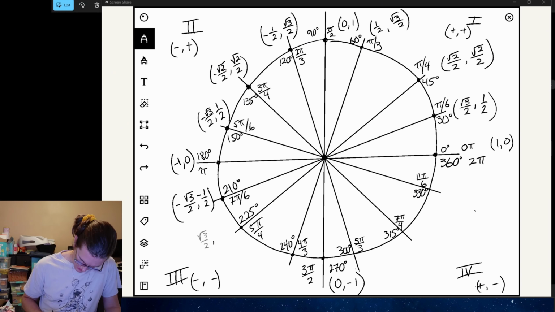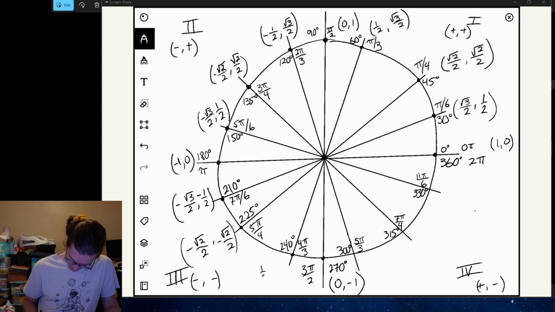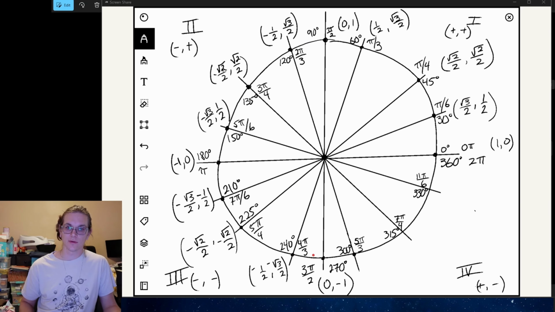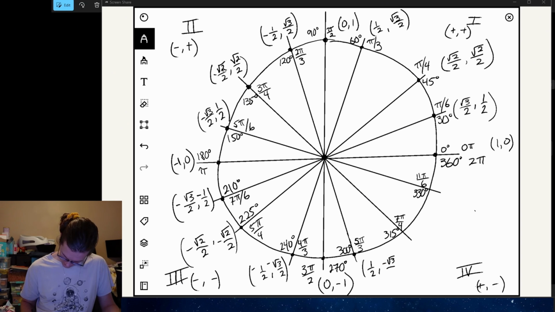Anyway, where was I? I was just copying it a second time, which is bad. So root 2 over 2 here. These are both negative. Then we have 1/2, root 3 over 2, both negative. Over here, it'll be the same as this thing right here with the appropriate signs, or this thing right here with the appropriate signs. This is plus minus, so 1/2, root 3 over 2.